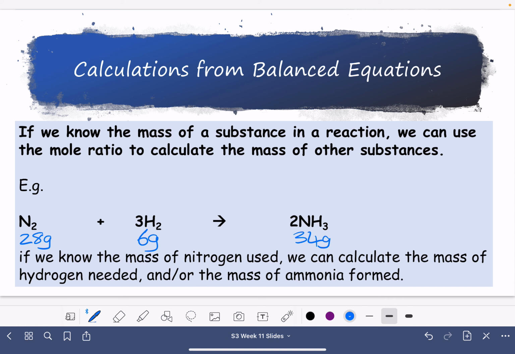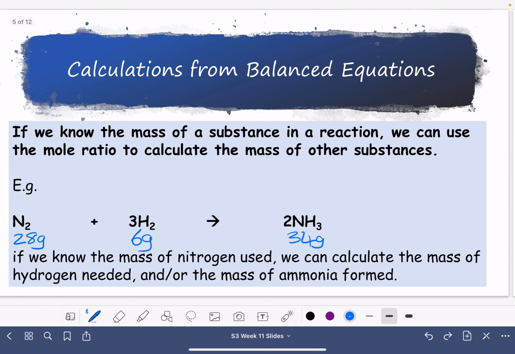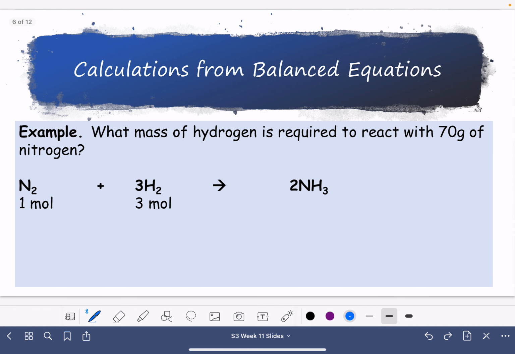We could then also say, well, let's say it was 2.8 grams. Well, that would react with 0.6 grams to form 3.4 grams, okay? So we can use the ratio to tell us information about what masses will react, as long as we know one mass. So let's start with an example.